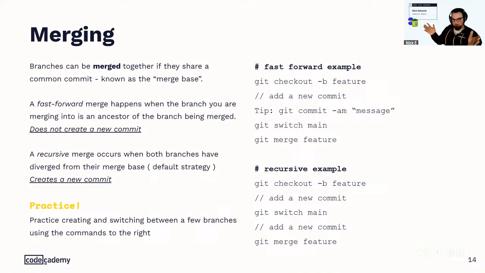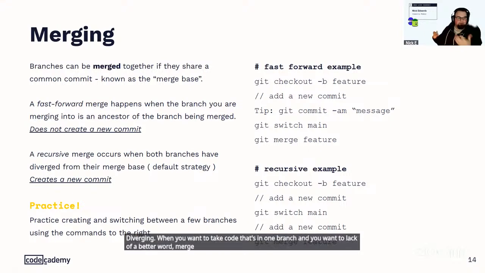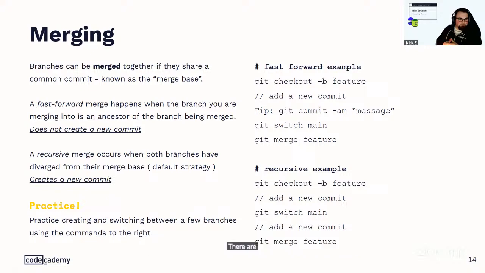Talking about merging: when you want to take code that's in one branch and, for lack of a better word, merge it into another branch, it's called merging. There are two different types of merging that I think are really important to know about.